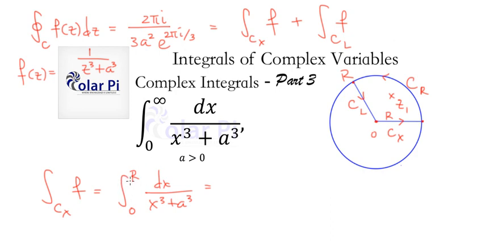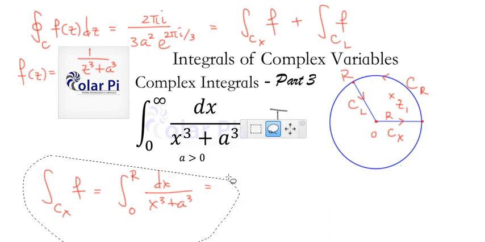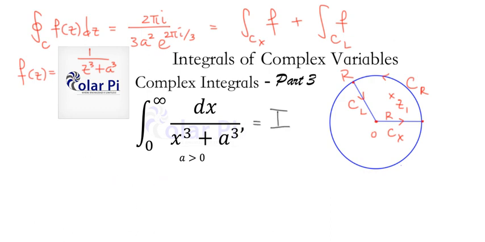So now, as I just said, R is going to eventually go to infinity, so this here is equal to the integral we're after. And let's call the integral we're after I. So if this is I, then the integral over CX is I. Okay, cool. So right now that means that we've got that this is equal to I plus, and then now we just need to figure out what that is.